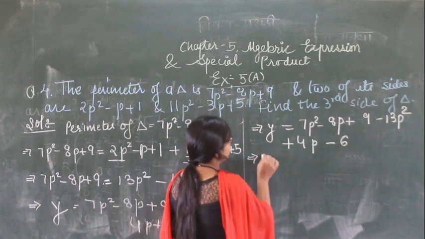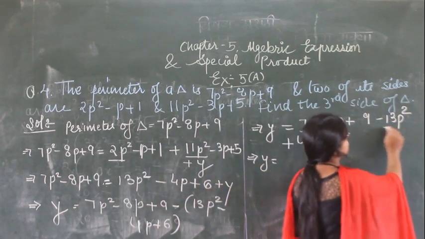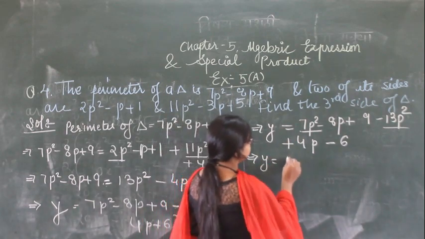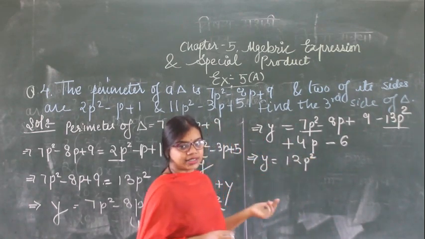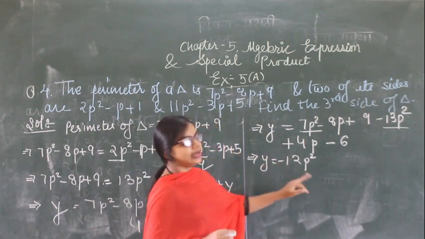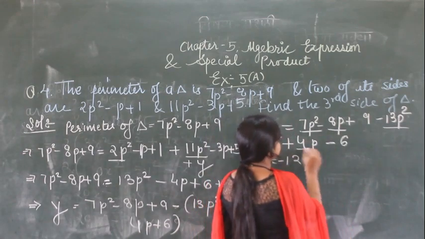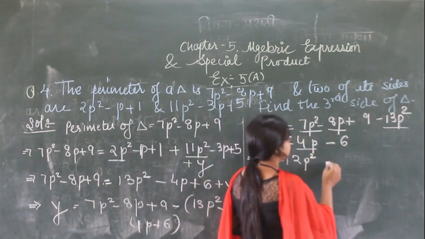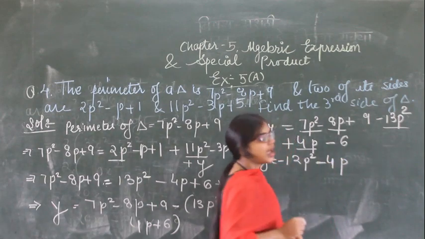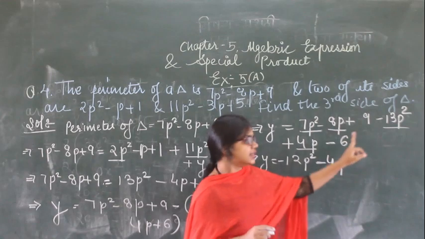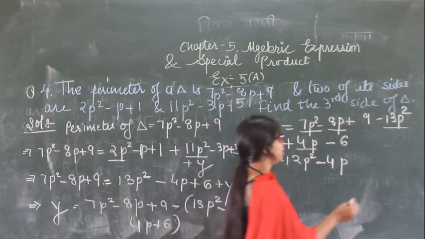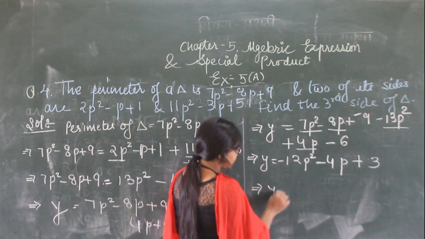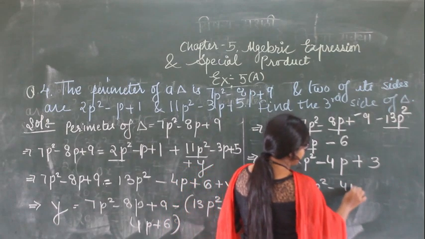Now simplify here. You will get this p square and this p square. Okay, so from here 13 minus 7 is 12p square. Its final digit is 13, so here it will be minus 12p square. Again this p and this p. So minus minus, plus minus into plus is minus. 8p minus 4p is 4p. Final sign is minus, so minus will be there. Plus into minus is minus. 9 minus 6 is 3. So we will write down 3 here, and the sign of the digit is plus. So y will be equal to minus 12p square minus 4p plus 3.